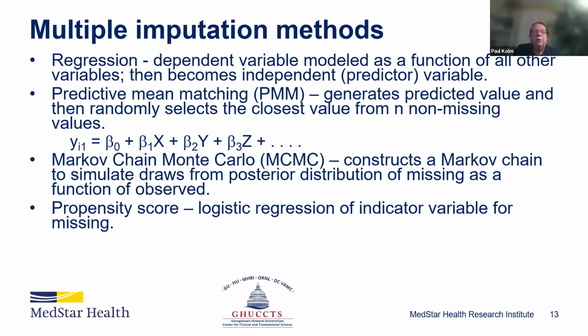Markov chain Monte Carlo is essentially the same kind of thing, except that, like regression, it's going to draw values from some known distribution, like the normal distribution. And then there's also a way of using propensity scores as an indicator variable for missing. We're not going to talk about that in this session, but that's another method used to account for missing values.